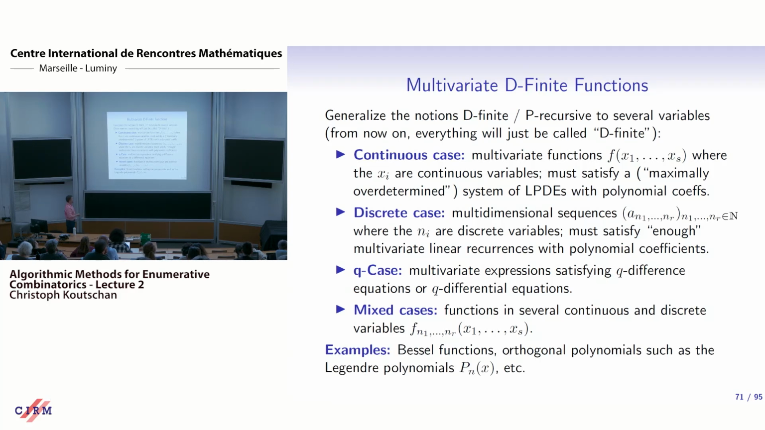And examples for these are Bessel functions. They have an index and an argument, and one is discrete and the other is continuous. And most of the orthogonal polynomials like Legendre, Jacobi, and so on.